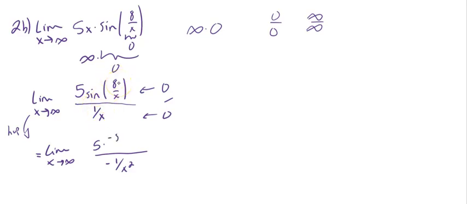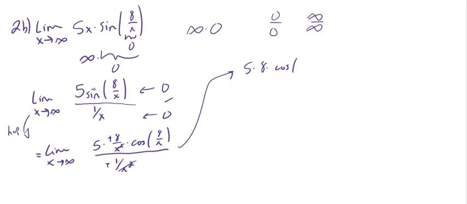So I wind up getting negative 8 over x squared times, and then the sine goes to a cosine of, and what goes on the inside? The 8 over x. So what I want you to see is that lots of things cancel here. The negatives cancel to give me a positive, and then the x squareds cancel. So I'll write out the next line. That gives me 5 times 8 times cosine of 8 over x, all over 1.